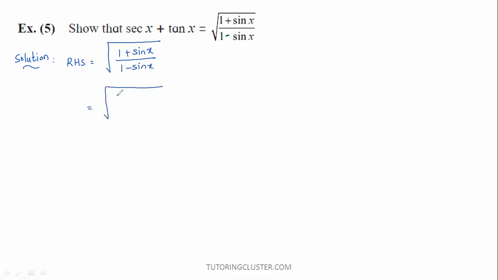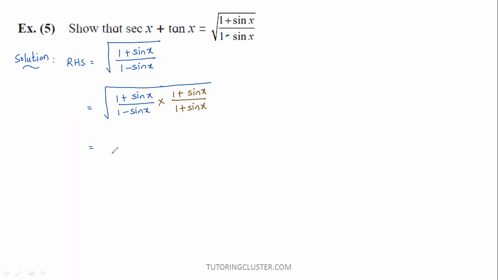Now what I am going to do, multiply and divide with 1 plus sin x upon 1 plus sin x. Okay, see, why I am doing this? Here it is 1 minus sin x. So that's why you have to multiply and divide with the conjugate of this. So 1 minus sin x, what will be conjugate of this? 1 plus sin x, right? So multiply and divide with 1 plus sin x. In case in the denominator it is 1 plus sin x, you are going to multiply and divide with 1 minus sin x. Okay, please remember this thing. This is a trick.